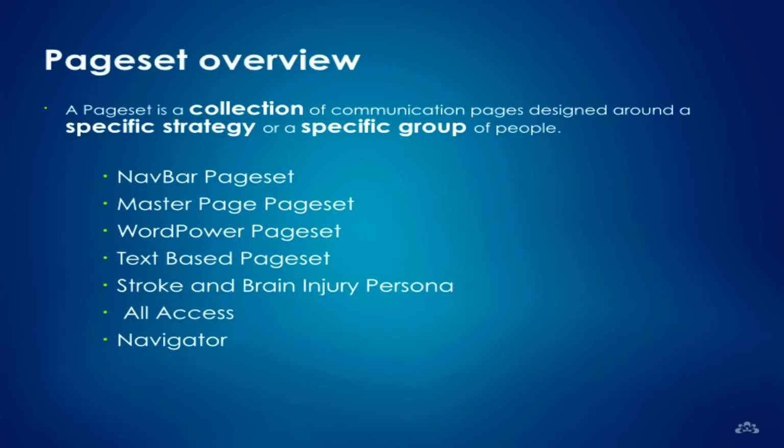So this is an overview of the page sets that are currently available with the T10 or the Compass app on an iPad or Windows tablet. There were 5 page sets that initially came out with the release, but they've added a couple of extras now. So we have the Navbar, which I've just shown you. There's also the master page, which I'm about to demonstrate. We've got word power, text-based, stroke and brain injury persona, and then the 2 new ones are all access and Navigator, and they've come out with the Compass 2.0 release.